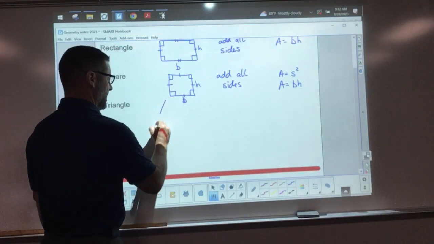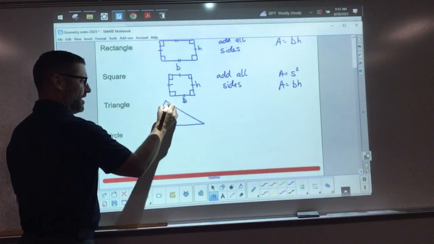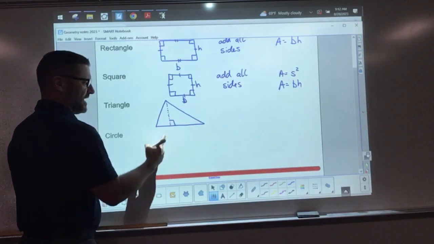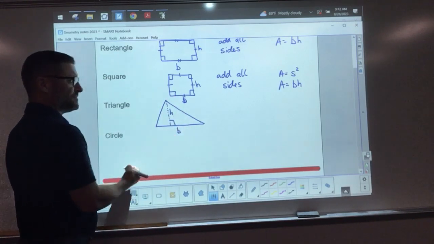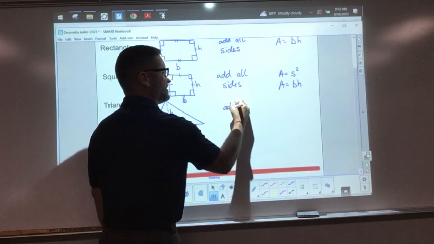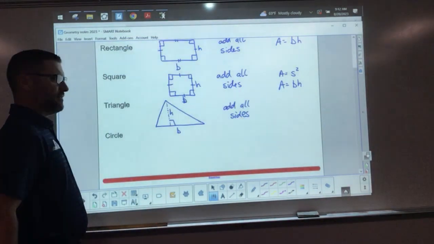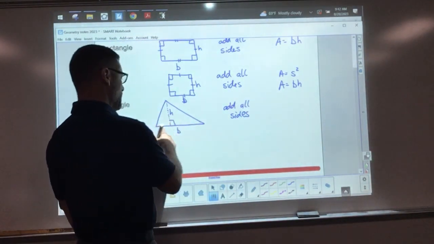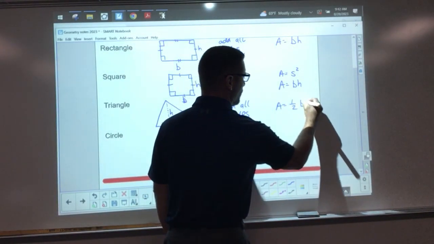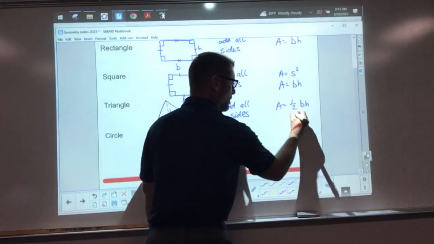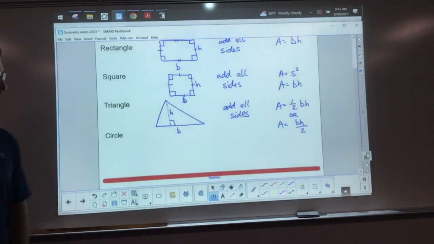Triangle is next. So I have a triangle. And on a triangle, in order to do the area, you have to have a height somewhere. So I'm going to dot in the height, and the height has to come down as a right angle. And we have a height and we have a base. Again, all the sides are straight, so we add all sides. And then we have the area of a triangle. For area of a triangle, we take the base and the height and divide it by 2. Or a lot of times I'll write 1/2 BH. Or if you want to use area is equal to base times height divided by 2, we'd have the formula.